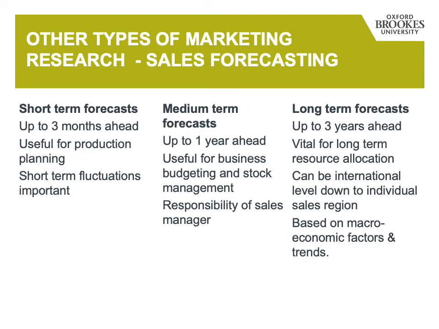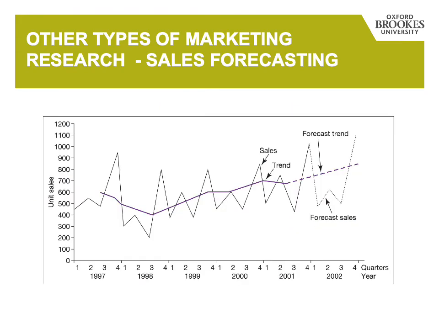Other types of marketing research. Sales forecasting. Short-term forecasts up to 3 months ahead, useful for production planning, where short-term fluctuations are important. Medium-term forecasts up to 1 year ahead, useful for business budgeting and stock management, the responsibility of the sales manager. Long-term forecasts up to 3 years ahead, vital for long-term resource allocation, can be at international level down to individual sales region, based on macroeconomic factors and trends. This diagram illustrates sales forecasting and trend forecasting.